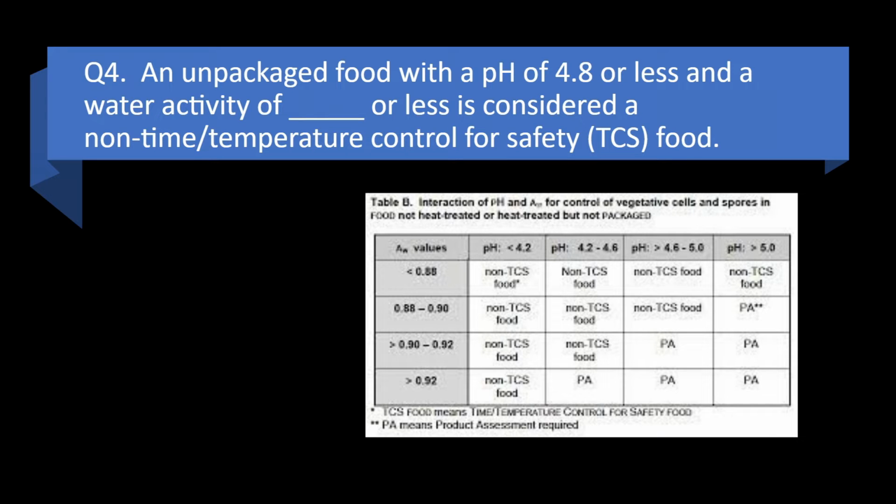Question 4. An unpackaged food with a pH of 4.8 or less and a water activity of blank or less is considered a non-time temperature control for safety, TCS, food. 0.90, 0.91, 0.92, or 0.93. A. 0.90.